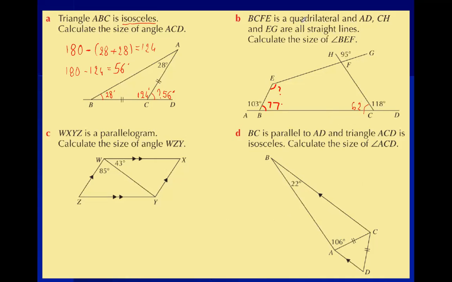So I've got X here, shape. That angle is 95. Opposite to it is 95. There you go. So I've got now 3 angles inside this quadrilateral, and I know that all angles here add up to 360. So I'm just going to take away 360, 95 plus 77 plus 62, and you get 126.